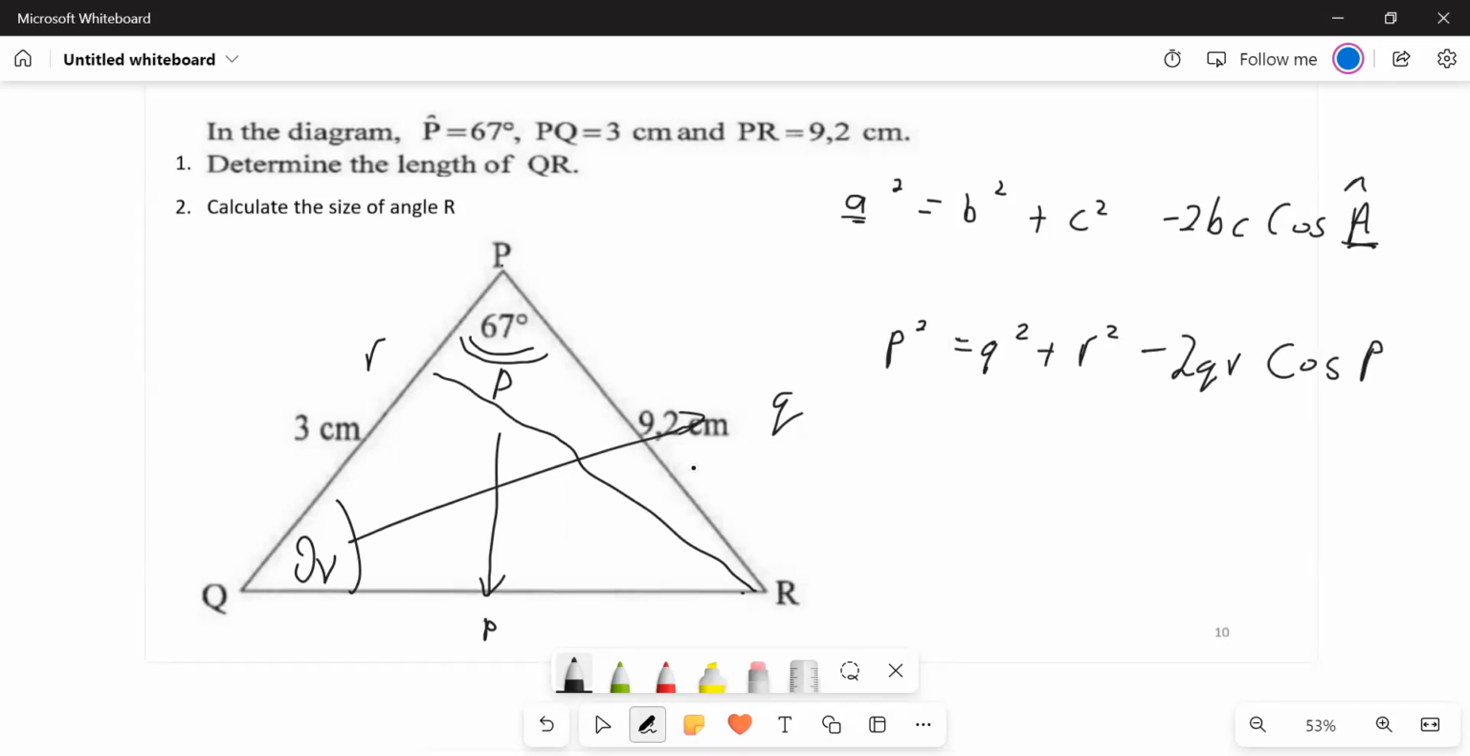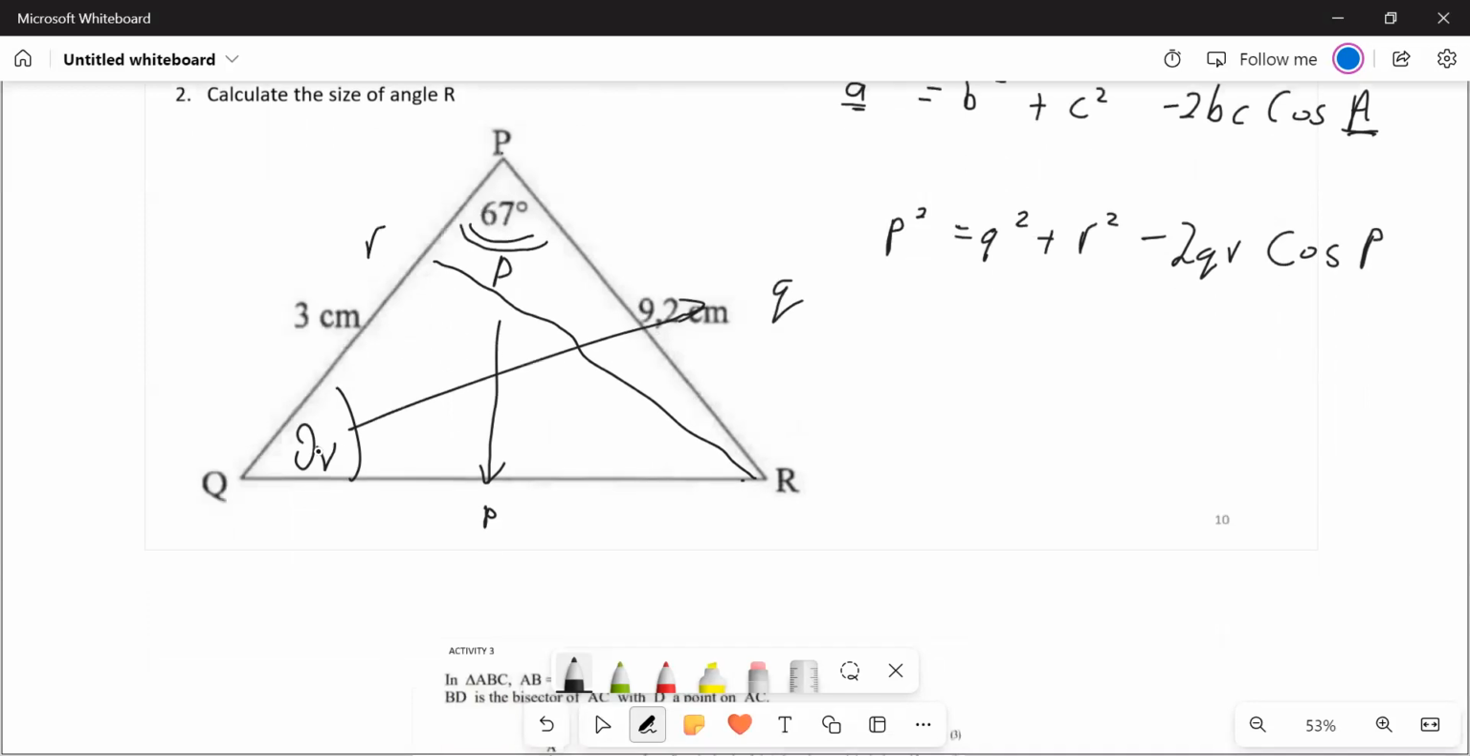Now we can say, okay, but guys, this QR here, what is this QR here? This QR here is p. So instead of writing it as p, I can write it as QR all squared. Now we know what is q. Come and check what is q here.